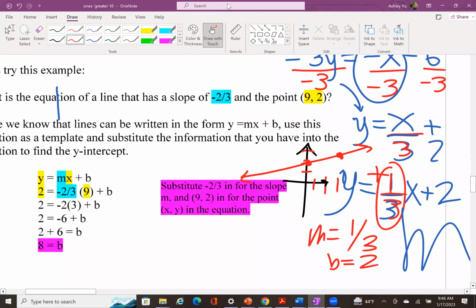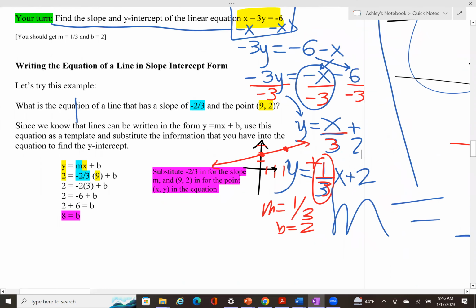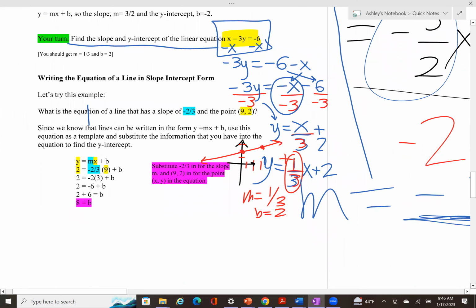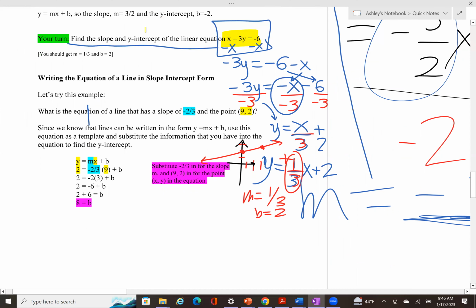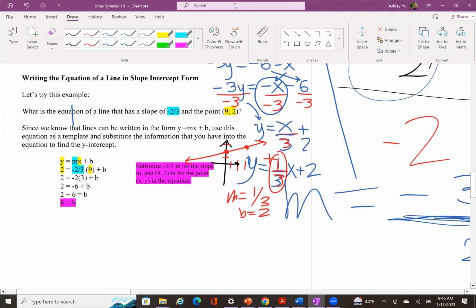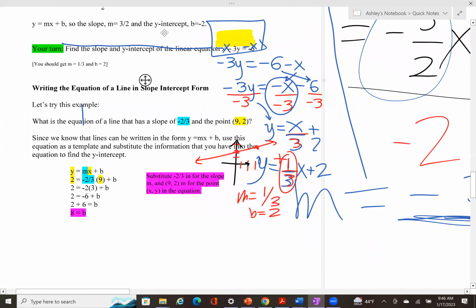How do you feel? Any questions on that one now that we've gone over it? Does it make sense? It's easy to make a mistake. It was hard to see what the slope was, for sure, when you see it like just x over 3. That was tricky.